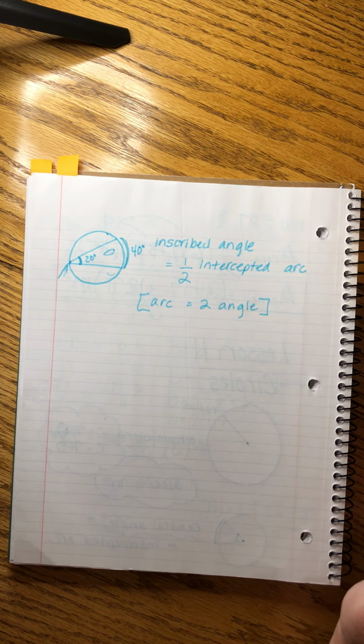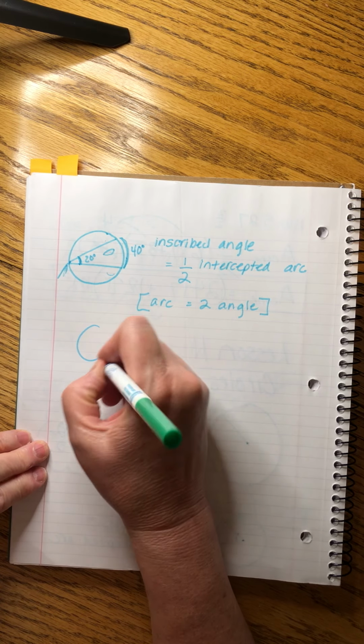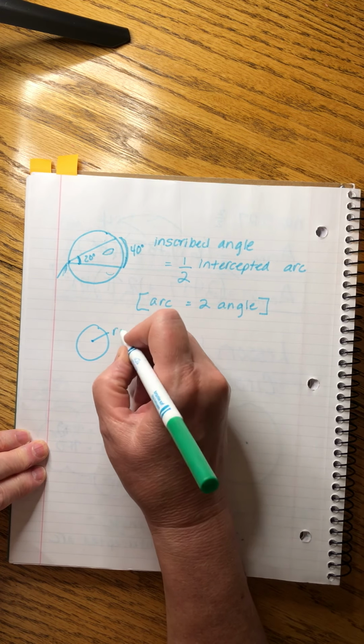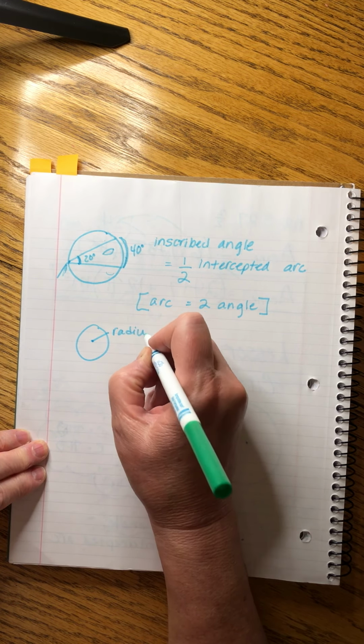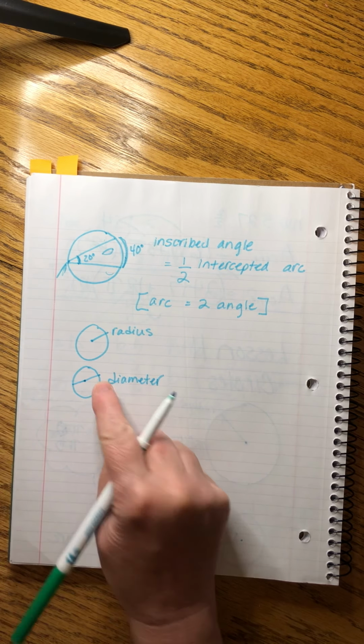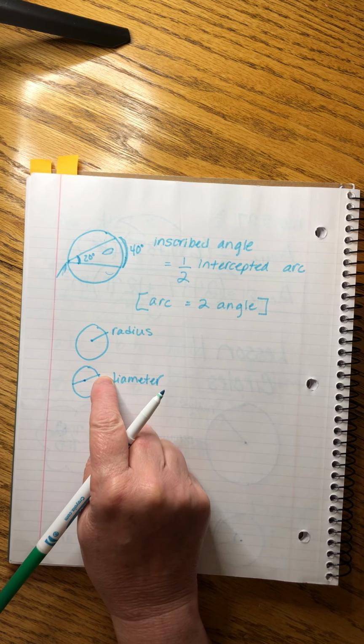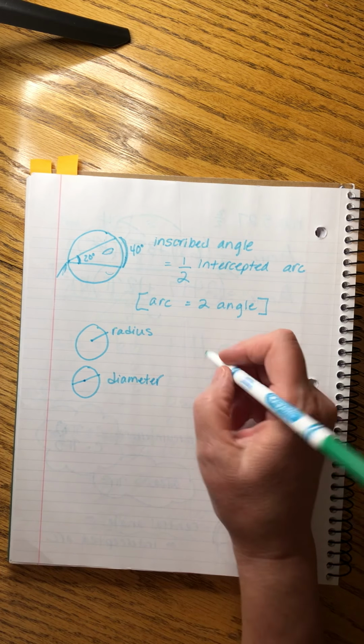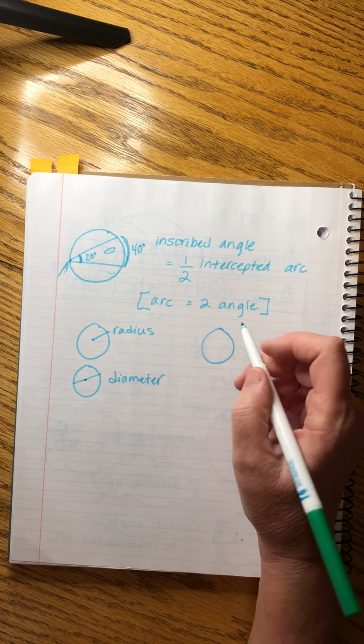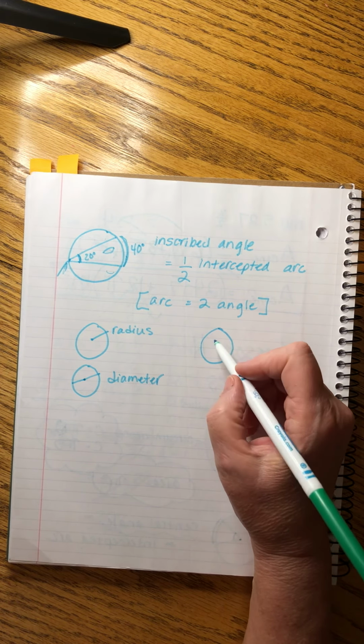A couple other things. We talked about the radius. The diameter is 2 radii that form a straight line. So the diameter goes from edge to edge through the center. We also have something called a chord. It is a line that goes from edge to edge on the circle, but not through the center.